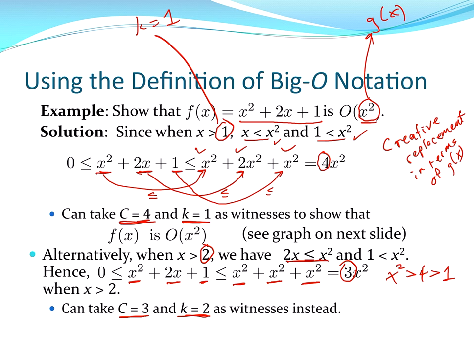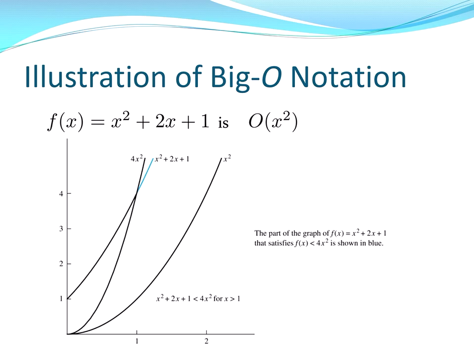All right, next slide we'll look at f of x and g of x. Okay, so here's g of x. You can see that f of x is growing faster than g of x, but at k equal 1, 4x squared will dominate it, and that illustrates that f of x is big O of x squared.